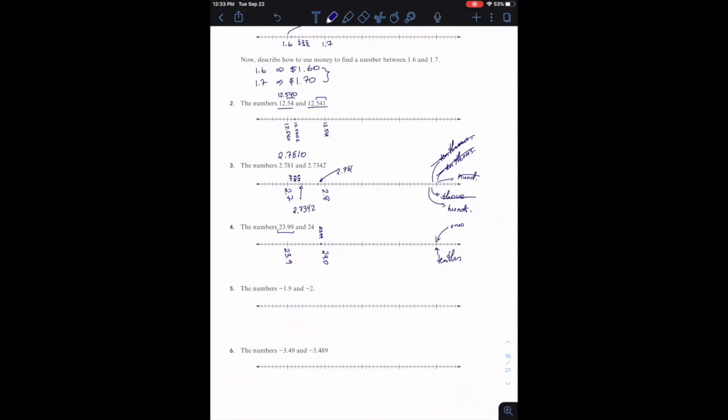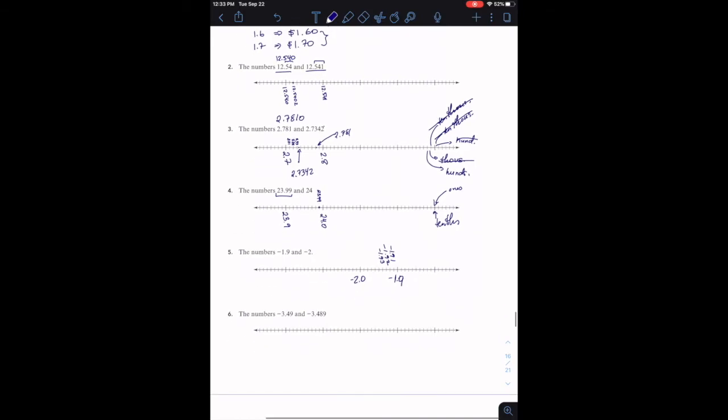And finally, the numbers minus 1.9 and minus 2, if we make this minus 1.9 and minus 2.0, right? So the large tick marks are tenths. Then we have a whole bunch of numbers in between that we could be using: minus 1.91, minus 1.92, minus 1.93, etc., and any one of those. And I'm going to leave number 6 for you to figure out.